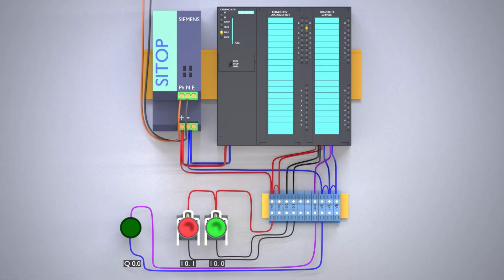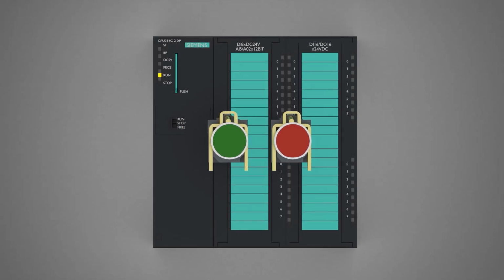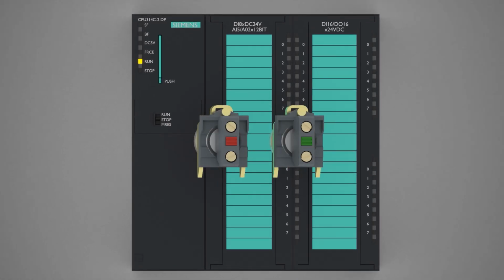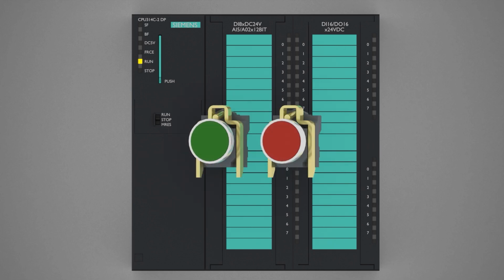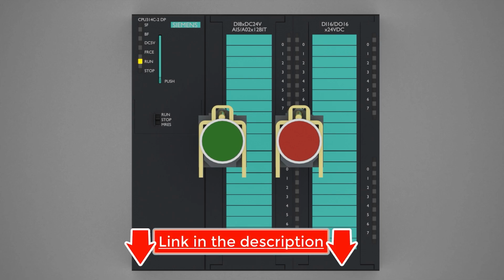As we have discussed in the last session, the green push button has a normal open contact and the red push button has a normal close contact. For more details, you can see the last session. The link is in the description box.